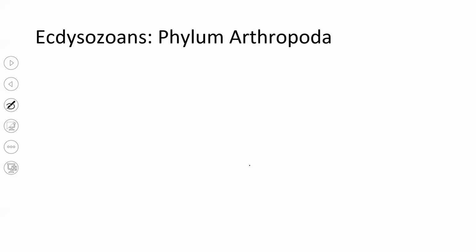Okay. Next phylum. And this is a big one. We won't get through all of it today, probably. Okay, the phylum Arthropoda. Arthro meaning what? Arthritis is what? Inflammation in the joints. So this is jointed feet. Really, it's jointed appendages, but poda means feet, so I'm going back to blue for a little bit.